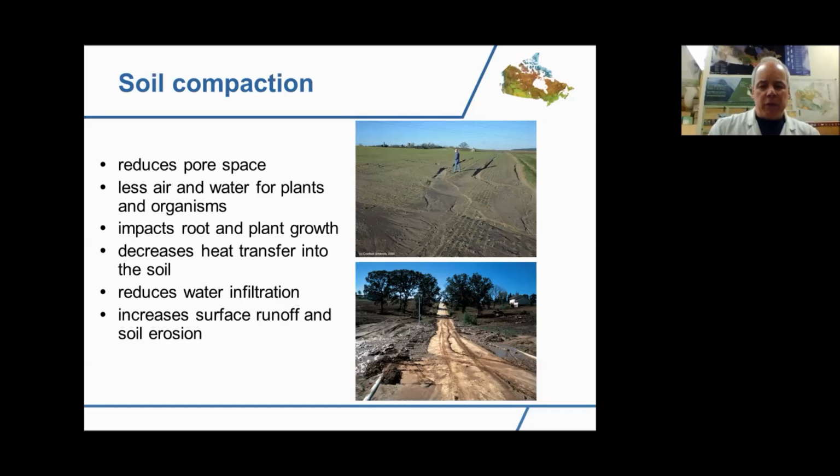A couple of the pictures on the right-hand side here show an agricultural field, with some gullies starting to form because of erosion off the field, where the infiltration has been reduced to the point where we've got runoff and erosion occurring. In the photo on the bottom, you can see a roadway where there's some construction going on, and again, the same thing there, where we've got compaction going on. You've got surface erosion removing material from the side of that road.